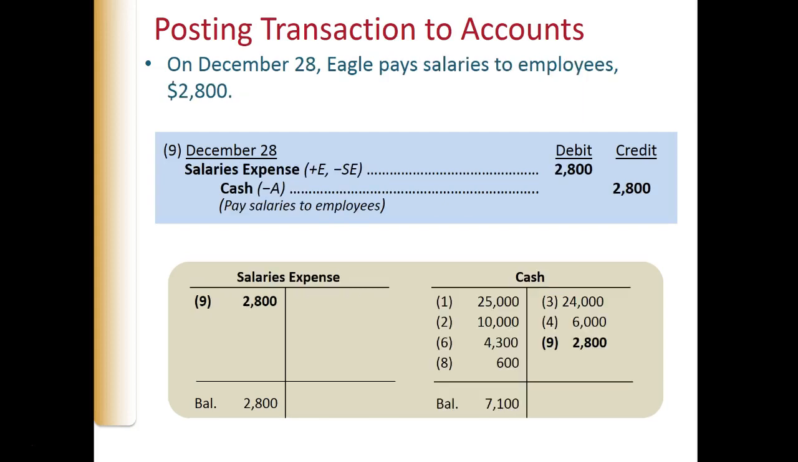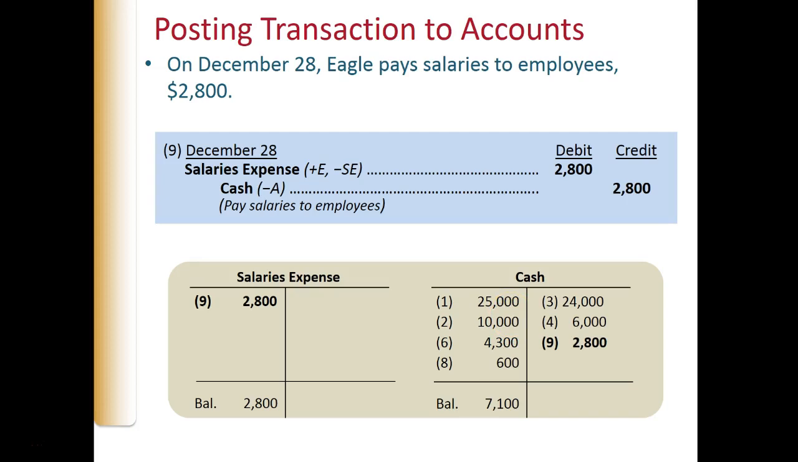Next, on December 28th, Eagle pays salaries to employees, $2,800. Do you see our salaries expense gets debited? Our cash gets credited. Over here, salaries expense is a debit of $2,800. Cash is a credit of $2,800. Make sense?